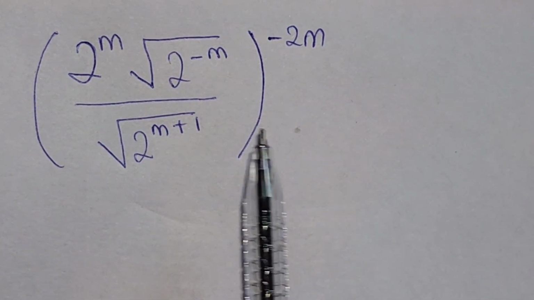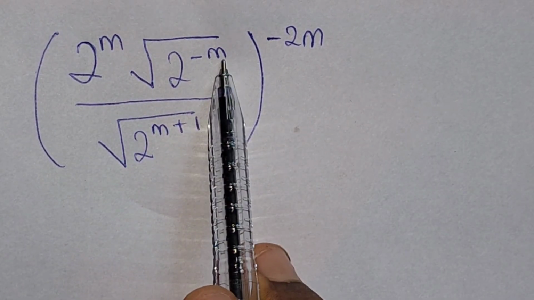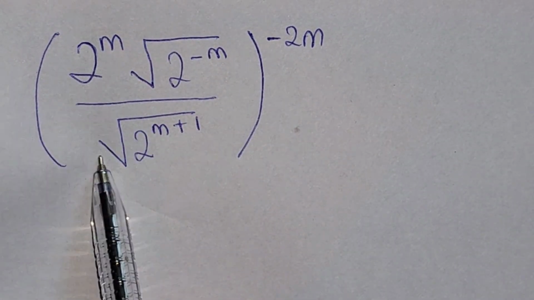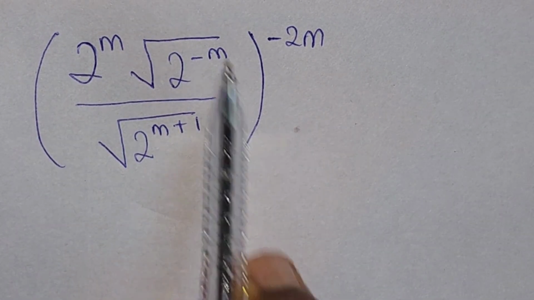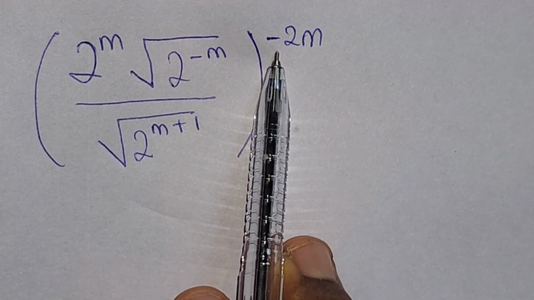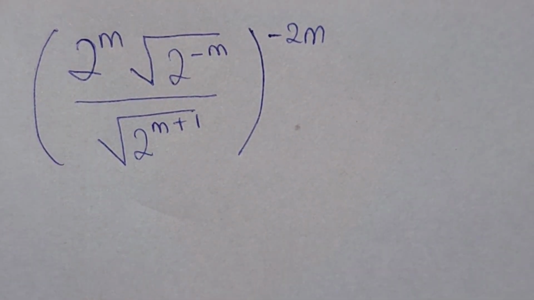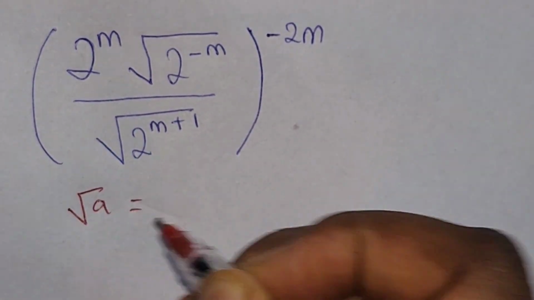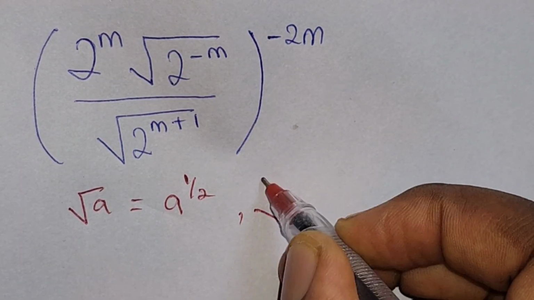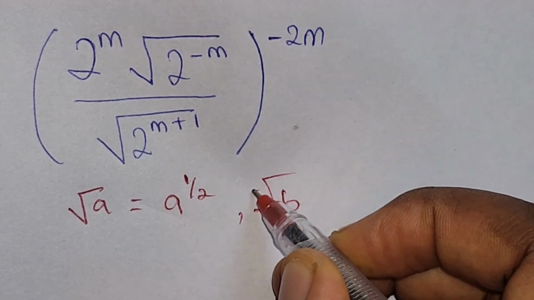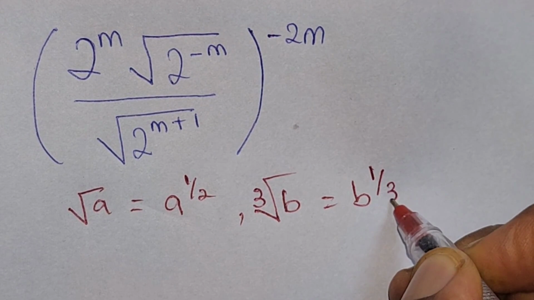So let's solve this problem together. We have 2 to the power of m times root 2 to the power of minus m, all over 2 to the power of root 2 to the power of m plus 1, further raised to the power of minus 2m. So for us to resolve this, let's recall the square root of a is the same as a to the power of 1 over 2, and the square root of the cube root of b is the same as b to the power of 1 over 3.